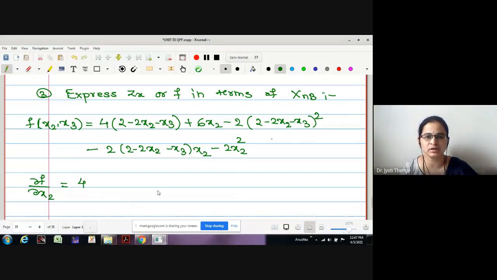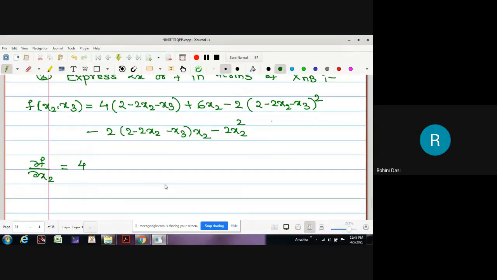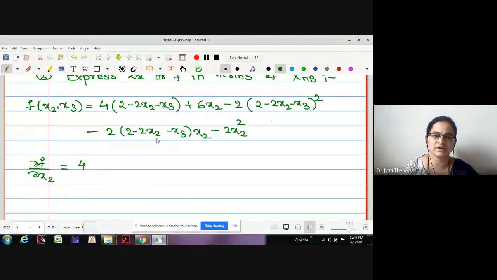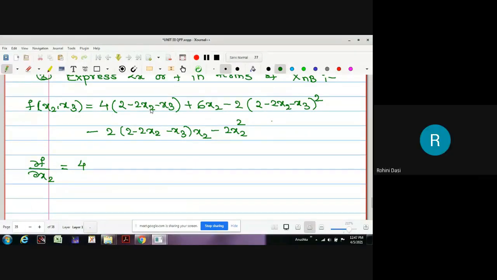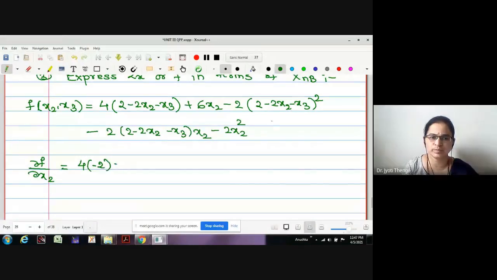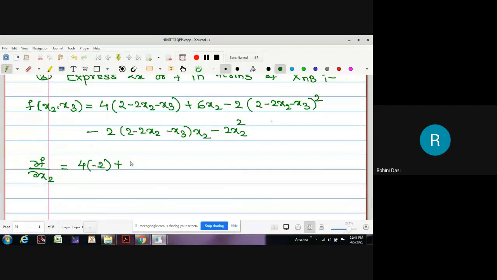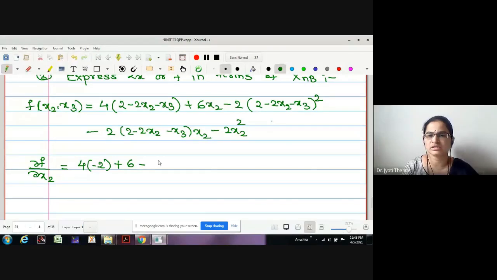Students, am I audible? Yes, ma'am. Partial derivative with respect to x2: 4 into minus 2, minus 2 plus 6. Next, we have to differentiate this third term with respect to x2. This is the squared form. Therefore, shall I write 2 times 2 minus 2x2 minus x3 into minus 2? Right?